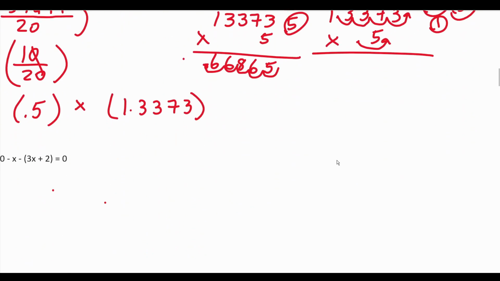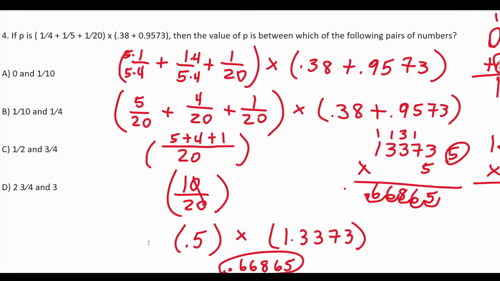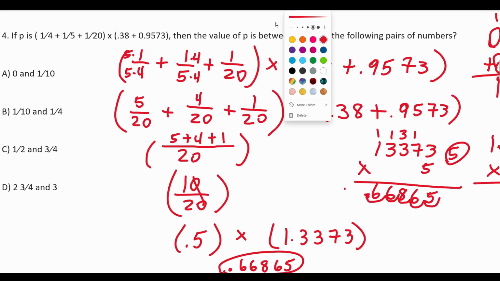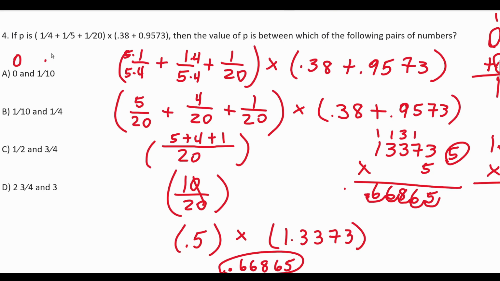Okay, so we can see that 0.5 times 1.3373 becomes 0.66865. And let's take a look at our answer choices now. And we're looking for a value between that. 0.66865 fits in. This is 0 to 0.1. This is 0.1 to 0.25. This is 0.5 to 0.75. And 0.66 fits in between those, so we know this is the correct answer.